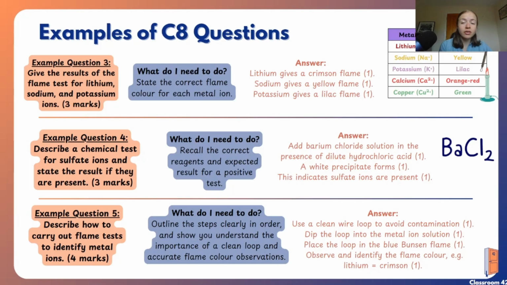But on this kind of question, it could be easy to forget to talk about using the clean wire loop. We don't have to be mentioning every single control variable, but in this case, if you don't clean the loop, then you just won't be producing an accurate result at all, because then you'll be mixing metals and you won't be able to get any reliable results. So that is one of the fundamental steps in this method in order to produce a result in the first place. Hence why it's really important to talk about it in this kind of 4-mark answer where you're describing the test.